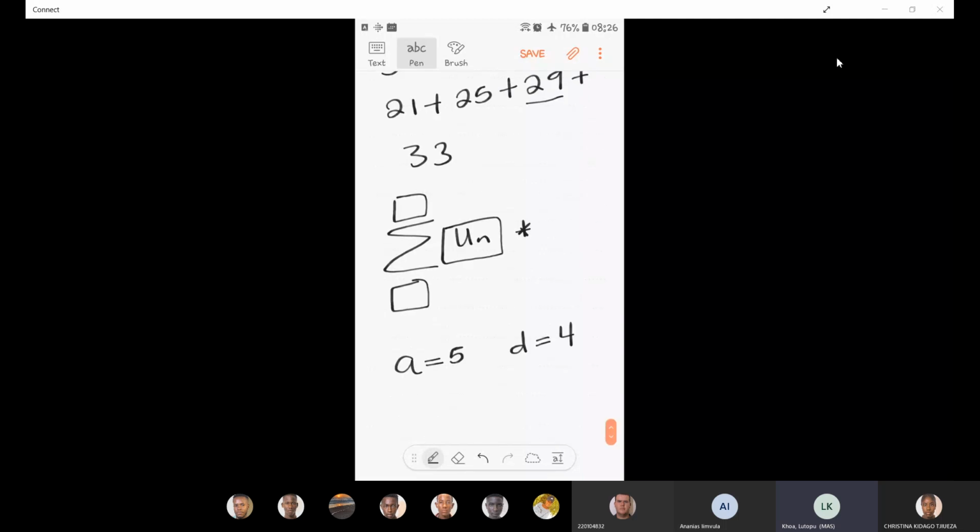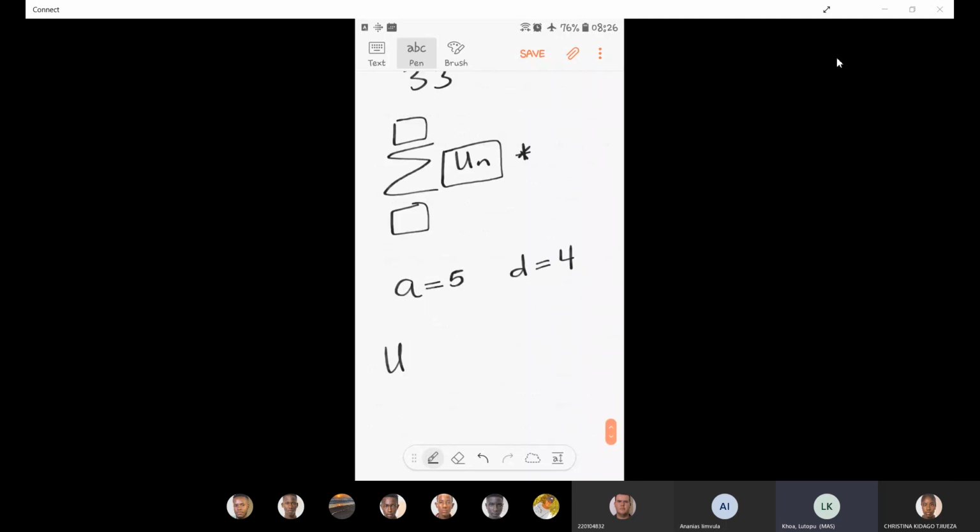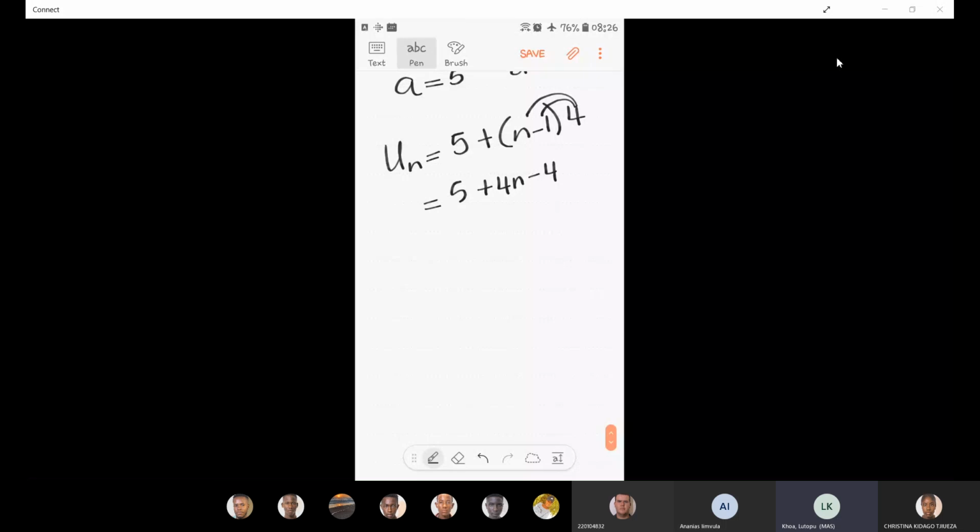Then I write down the formula for the nth term. So I say UN is equal to A plus n minus 1 times D, which is equal to 4. So this is equal to 5 plus, the 4 will multiply inside, 4n minus 4. And this is just 4n plus 1. So I can write this down. This will be 4n plus 1.